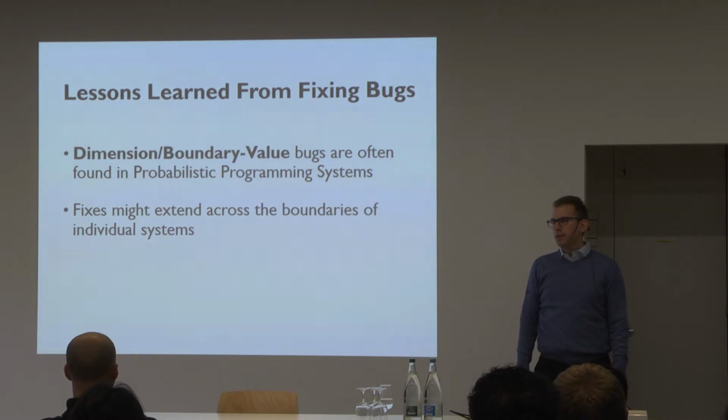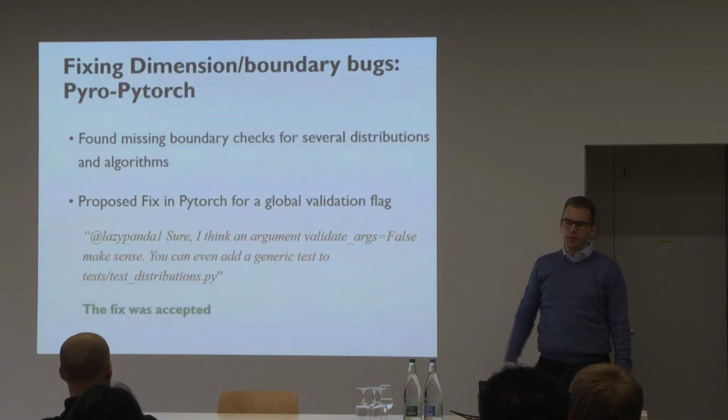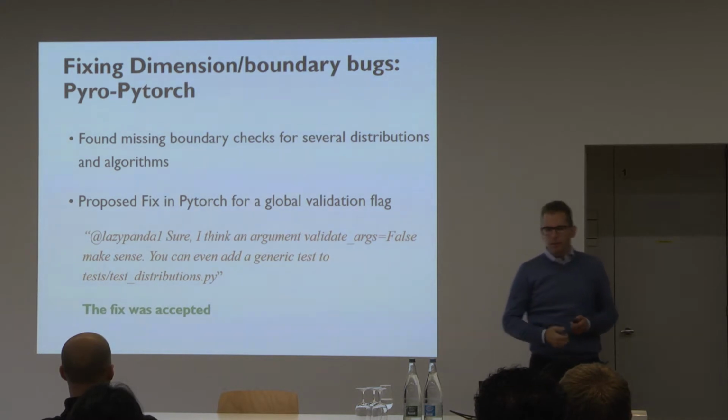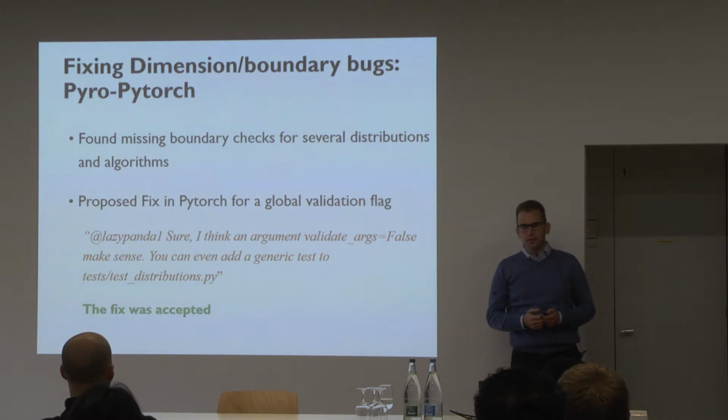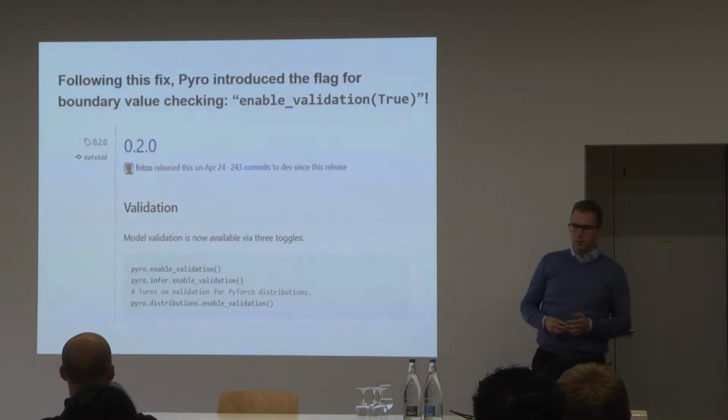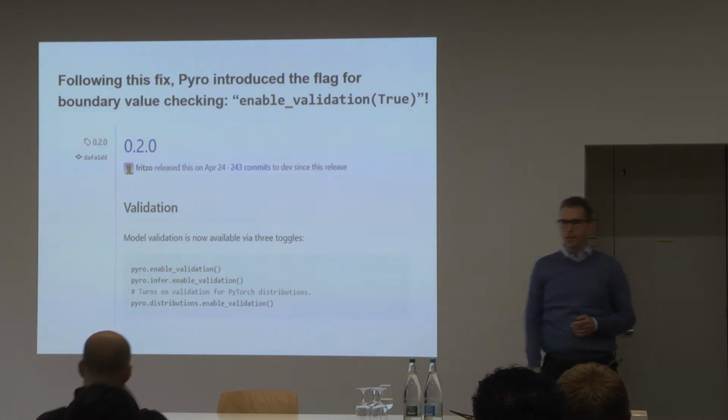And in fact, driven by observations on different boundary errors, we also looked into finding a more general way of testing for those. So we found these bugs, and we also proposed a global fix that would say, hey, why don't we have an argument that validates errors, so people can always check that distributions are in the right range. And actually PyTorch developers liked it. Following this fix, Pyro also introduced a flag for boundary value checking in the next version.